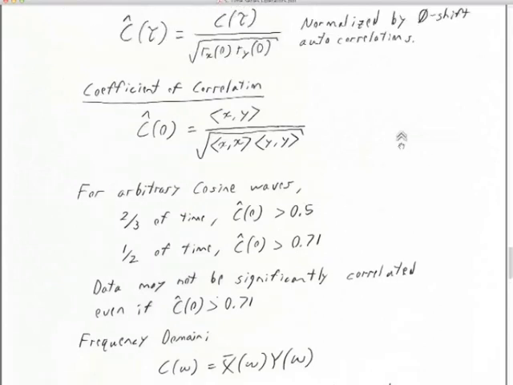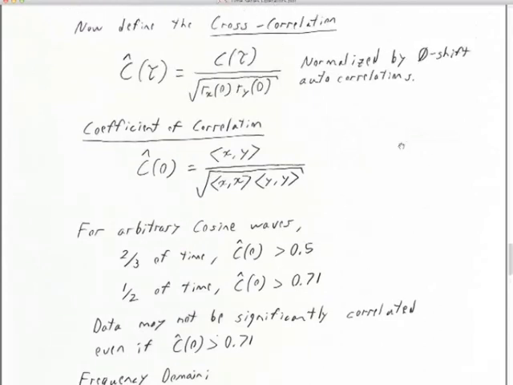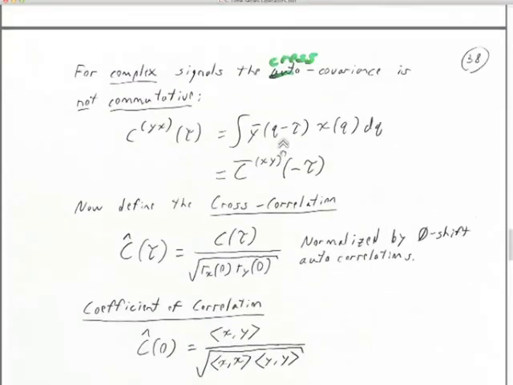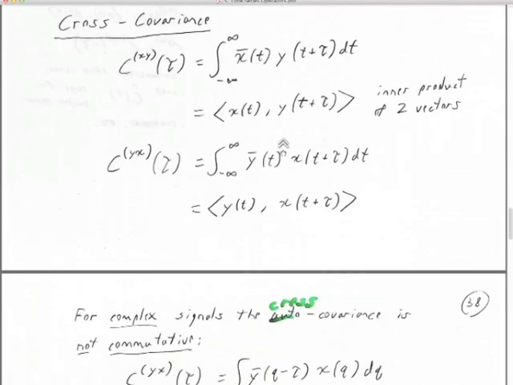You have no doubt heard about the coefficient of correlation, for any length of time series, or really any data set for which you can define an inner product. Here it is. And you might notice that the cross covariance at lag zero is just the inner product of x against y. I hope it's clear to you how you compute that inner product.